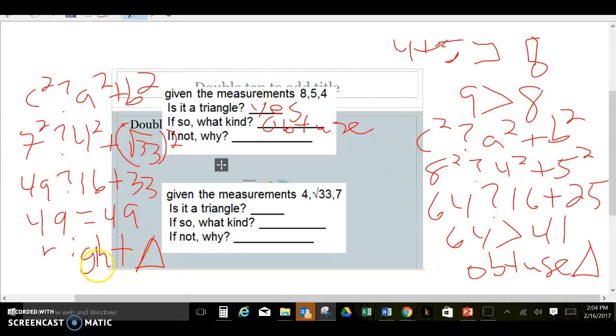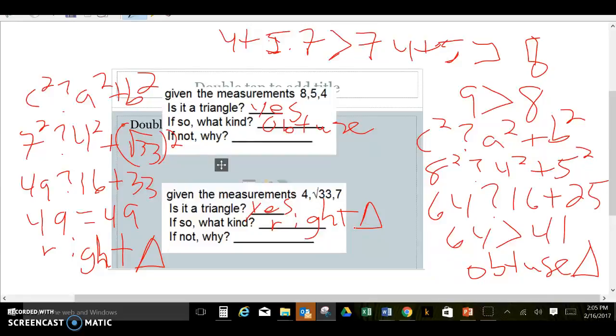So let's see if we can answer these questions. Is this a triangle? Well, is 4 plus 5.7 greater than 7? Yes, so it's a triangle. What kind of triangle? It's a right triangle. And we did that over there to the left to tell if it was a right, obtuse, or acute triangle.